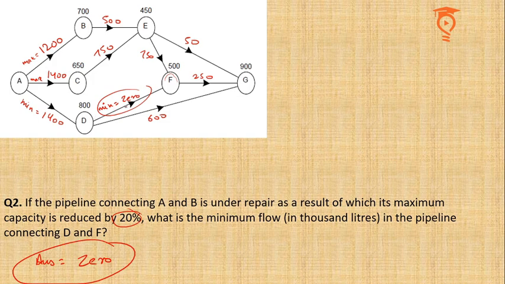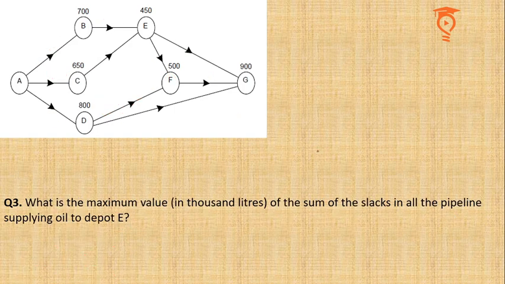If there was something that would compel us to flow something in this pipe, that's what we were checking. So it's nothing like that. We can have a minimum of 0 flow in this pipeline DF. So DF is 0.